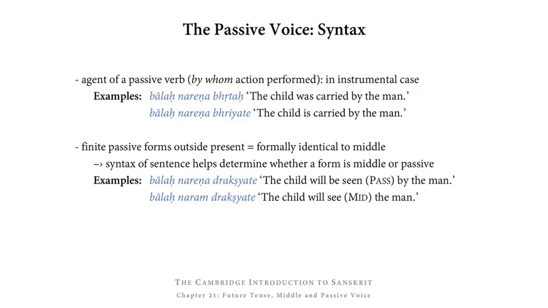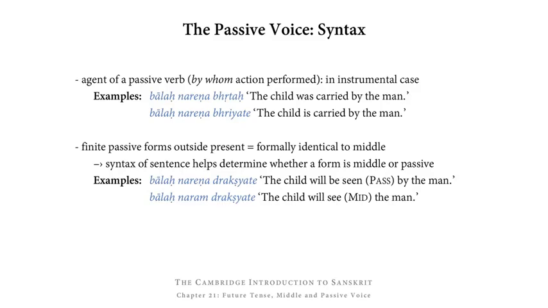And finally, a note on the syntax of passive verb forms. As we already saw in chapter 8, the agent of a passive verb, that is, the one by whom the action is performed, stands in the instrumental case. So, for example, balakah narena hritah means the child, balakah, was carried, hritah, by the man, narena. The exact same thing applies for present tense passive forms, so balakah narena hriyate simply means the child is carried by the man. Now notice that finite passive forms outside the present tense are formally identical to their middle counterparts.